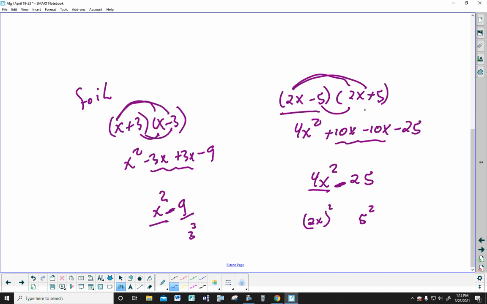And look at where they came from. What was in the parentheses is the same thing, except one's a minus, one's a plus. And the order is unimportant. This one, it's the first one that's minus. This one, it's the second one that's minus. It's a difference of squares when you see that pattern.